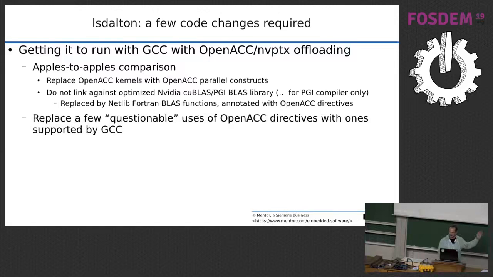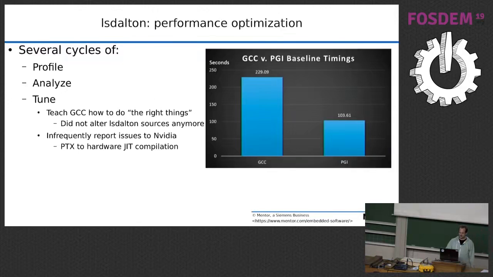And there was some strange OpenACC directive usage, which apparently other compilers supported or ignored, so we replaced these. And then we had several cycles of profiling, analyzing, tuning. Tuning here means not to change the source code any further, but to teach GCC to do more clever things. And we reported a very few issues to NVIDIA. So PTX is what we're targeting.